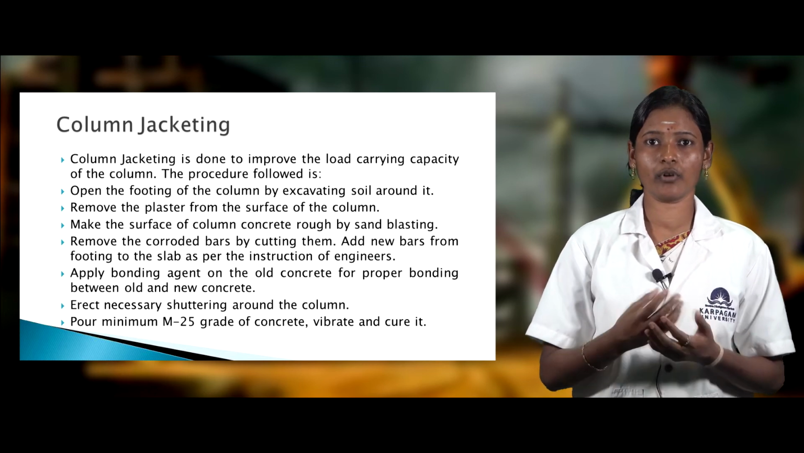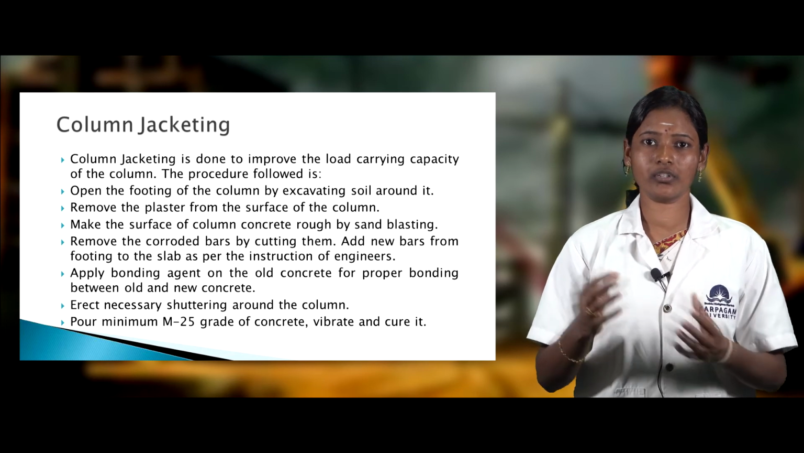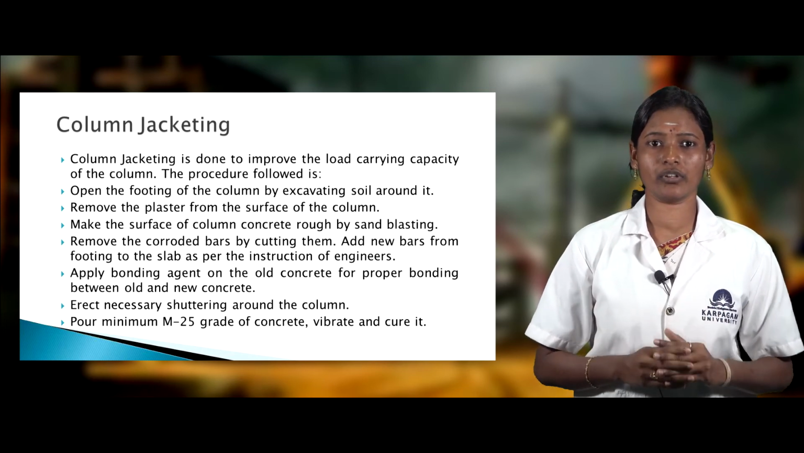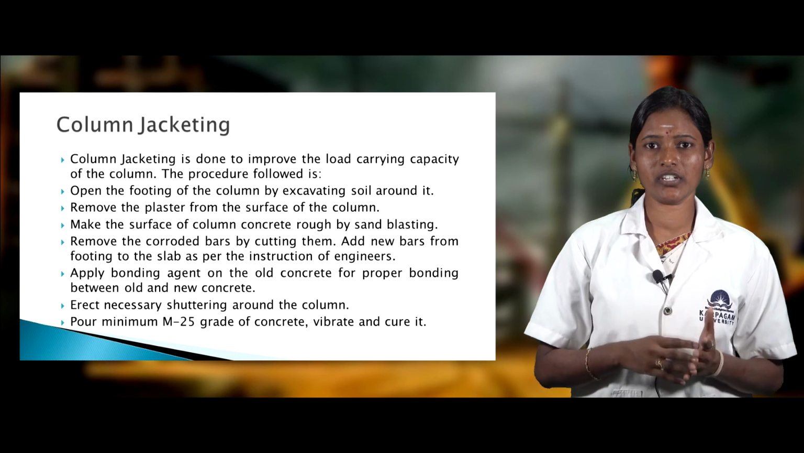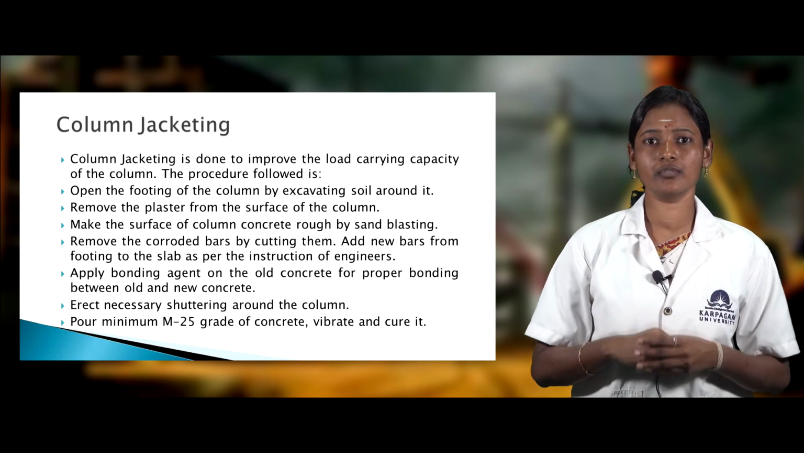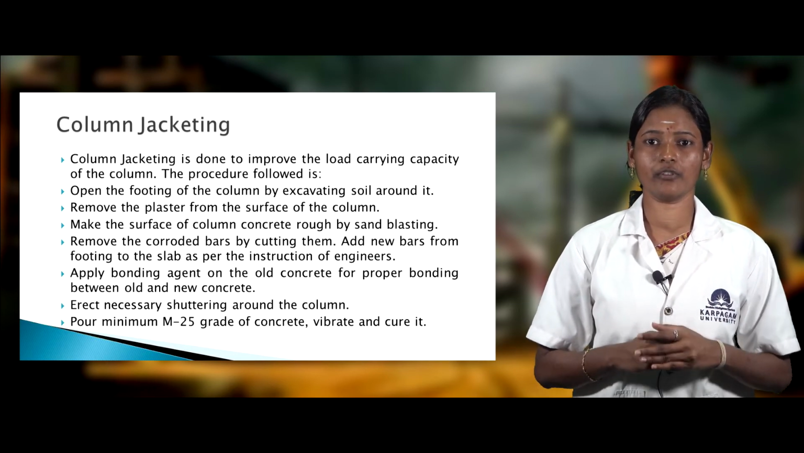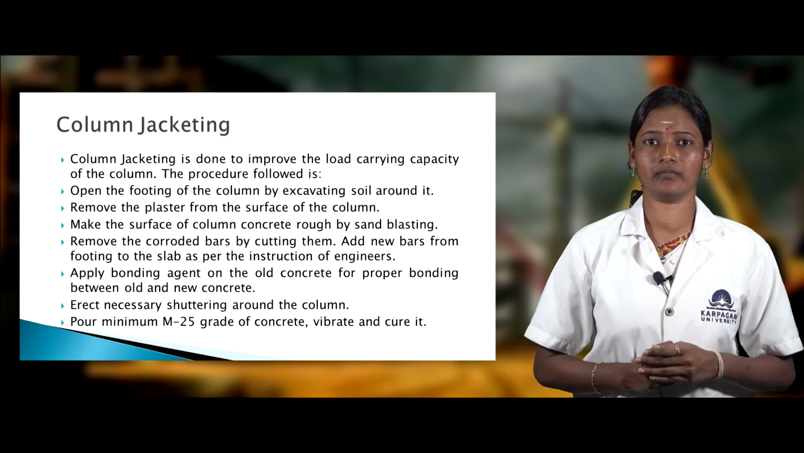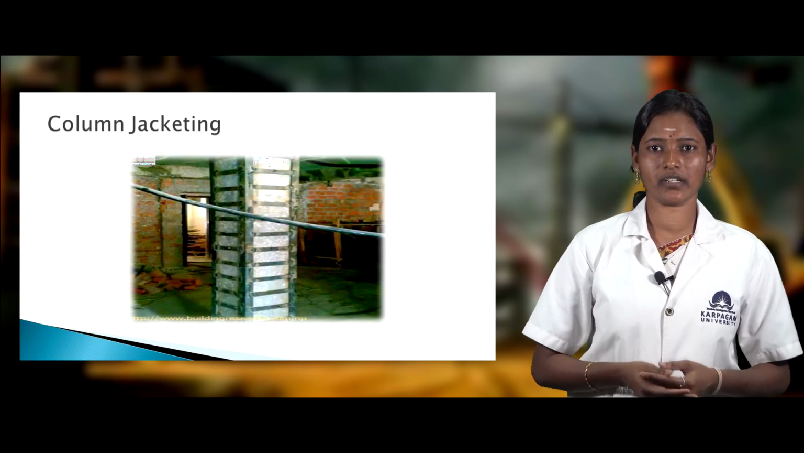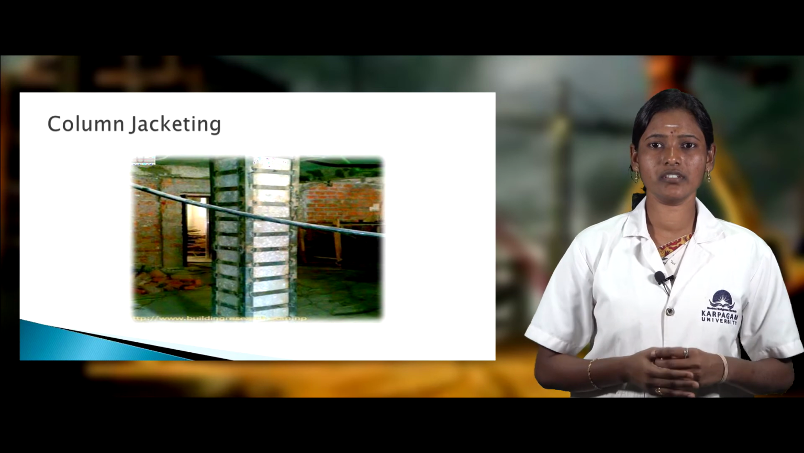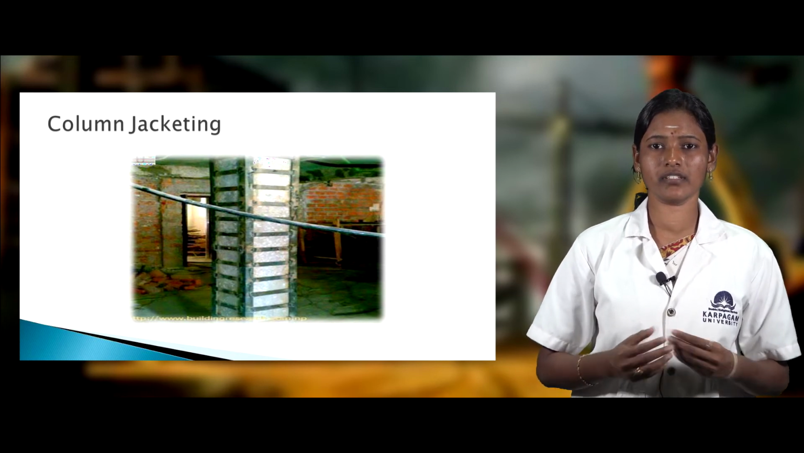So next, apply a bonding agent between the old and new concrete in order to provide proper bond. Erect necessary shuttering in order to support the column. Next, pour minimum 25 grade of concrete, vibrate and cure it. I have shown an example for column jacketing in this image. So this represents the strengthening of the column by external jacketing.